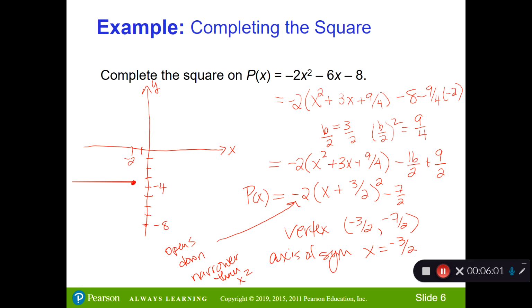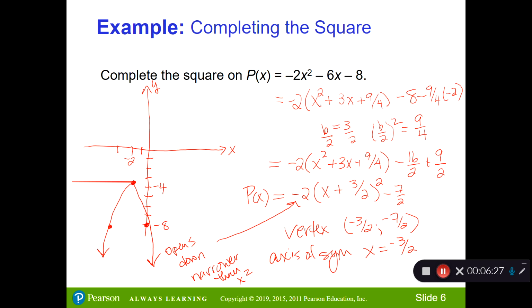So that's my next point this way, here and here. Now, since this is 1.5 over, remember a parabola is symmetric, so if I go 1.5 over this way, that'll take me to negative 3, and my negative 8 is there as well. So those line up. Now we're going to draw a parabola through that. And our parabola looks something like this.